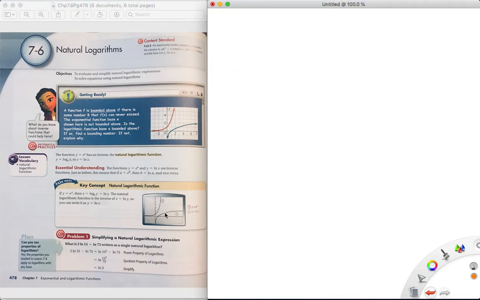This is Algebra 2, Chapter 7, Section 6, Natural Logs.